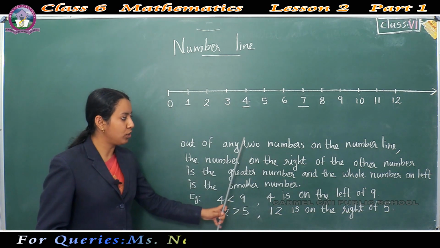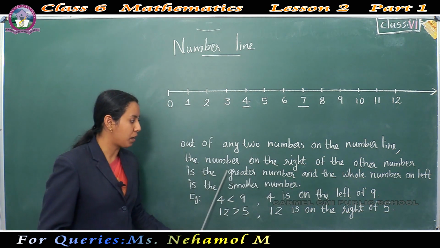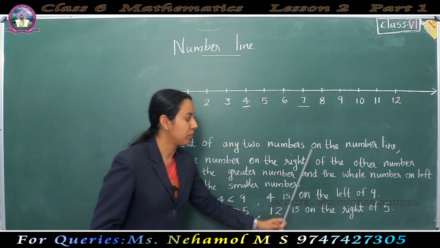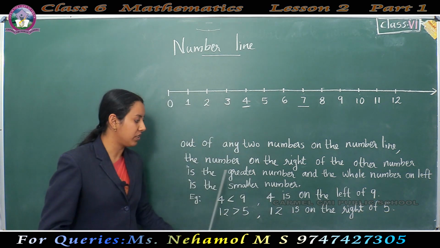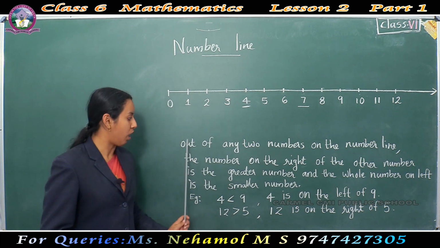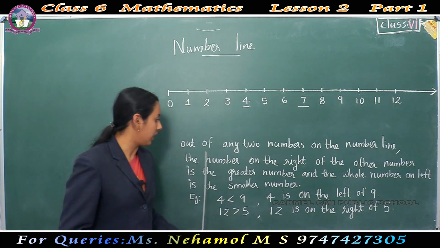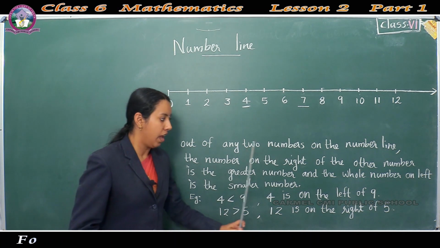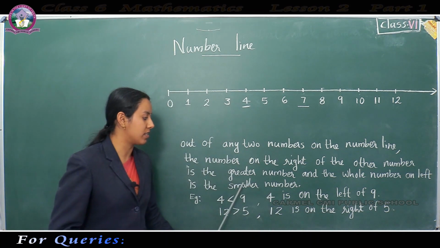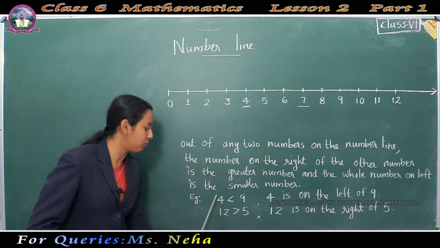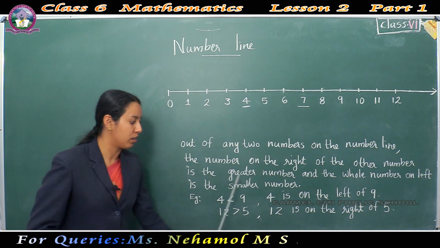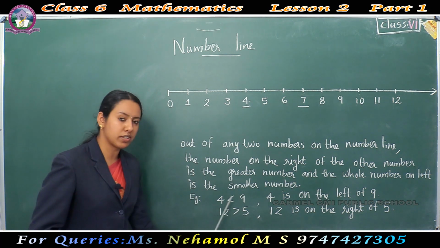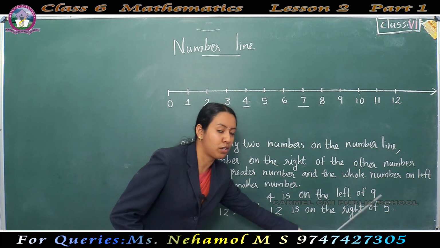So, out of any two numbers on the number line, the number on the right of the other number is the greater number and the whole number on the left is the smaller number. Example, 4 is less than 9. So, 4 is on the left of 9. 12 is greater than 5. 12 is on the right of 5.